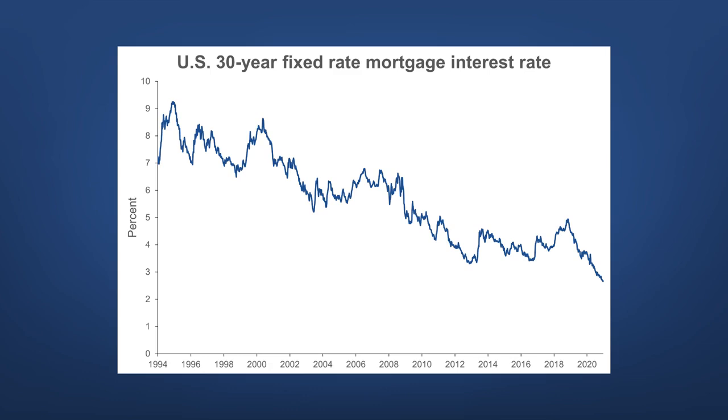Here is the interest rate on newly granted 30-year fixed-rate mortgages in the United States. A mortgage that was granted in the year 2000 and held for 30 years will earn higher interest income than a mortgage granted in 2010 or 2020.